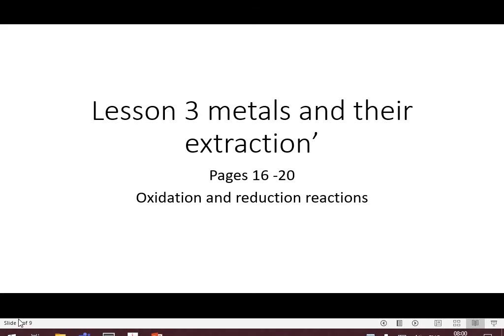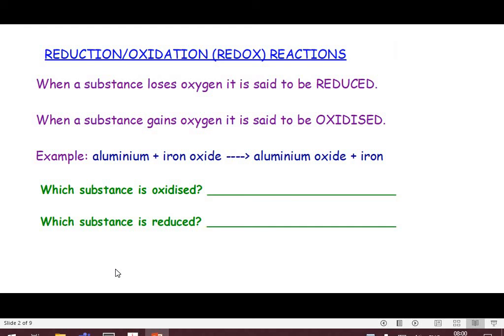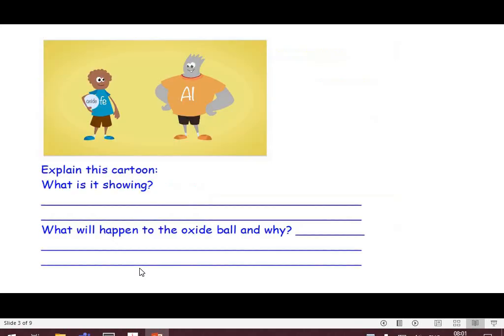This is lesson 3, metals and their extraction, pages 16 to 20, oxidation and reduction reactions. So you need to know the difference between reduction and oxidation. When a substance loses oxygen, it's reduced. When a substance gains oxygen, it's oxidized. So if you look at that word equation and work out which substance is oxidized and which substance is reduced.